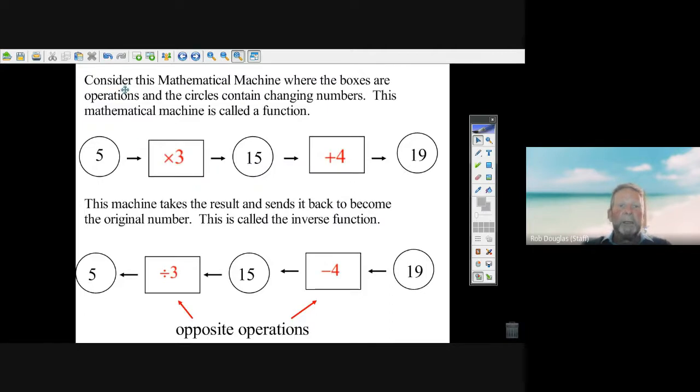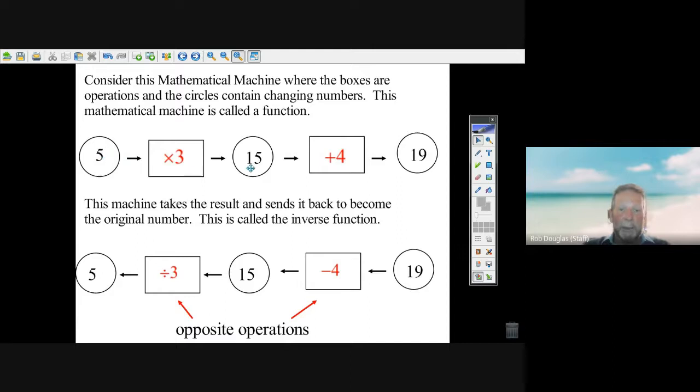Now, I want you to consider this mathematical machine here. We start with a number, and then we do an operation to it, and it becomes some other number. Then we do another operation to it, and it ends up as an output. We call it a mathematical machine because it's got something you put in and something that comes out. And this is called a function in mathematics.